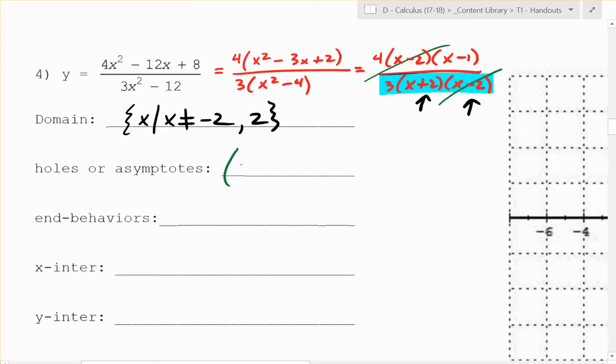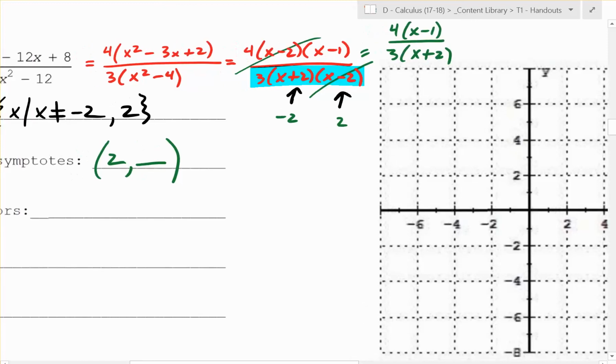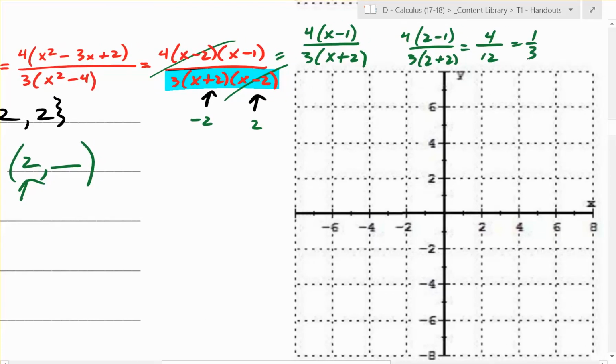So we know there's going to be a hole at 2 because that's the number you plugged in there to get 0. The question is, what is the y-coordinate? When you simplify this, let's write the simplified form: 4 times (x minus 1) over 3 times (x plus 2). You plug in 2 into that, and you end up with 4 times (2 minus 1) over 3 times (2 plus 2), which is 4 over 12, which is 1/3. So that 1/3 is the y-coordinate over here.